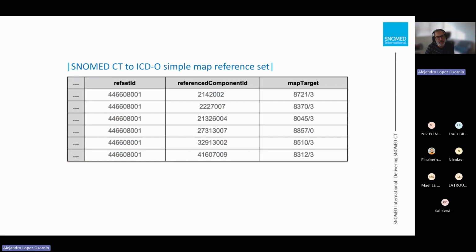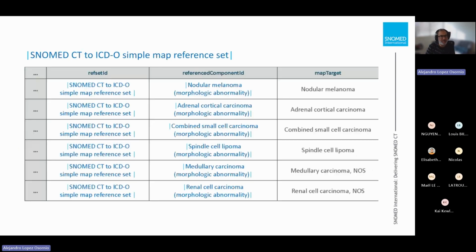If we replace these with the names of the concepts, it's more clear. This is the table, how you see it in the file. Here we are looking at the names. This is like a processed version of the table. And we can see that the reference set ID is always the SNOMED CT to ICD-O simple map reference set. That's the concept that identifies the map. Then we have the referenced component. For example, the morphological abnormality nodular melanoma is mapped to the term nodular melanoma in ICD-O. And you can see how all relate to each other. Yes. So this is the refset.